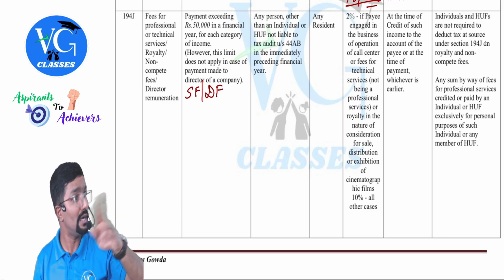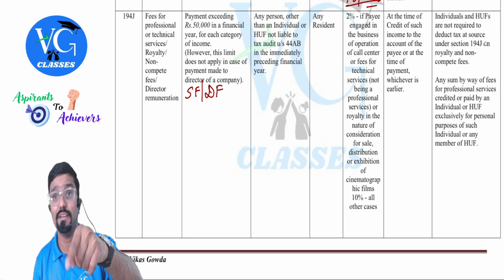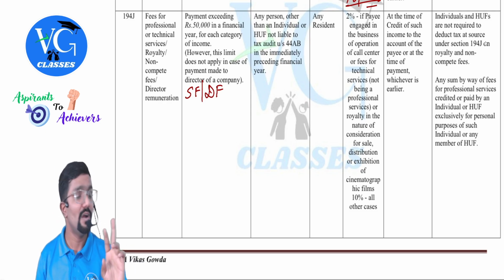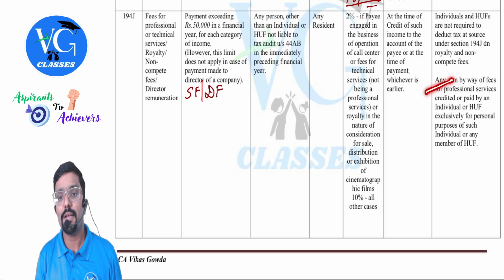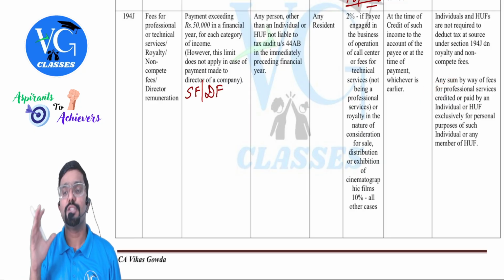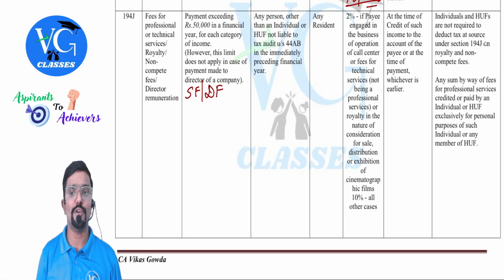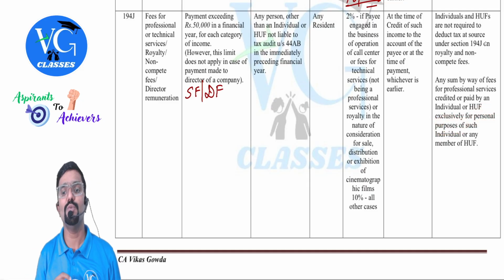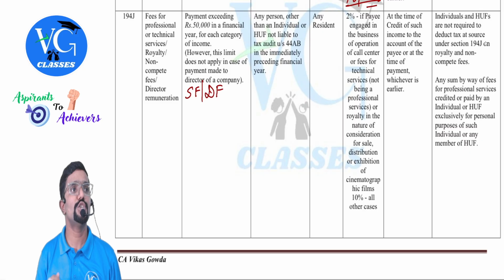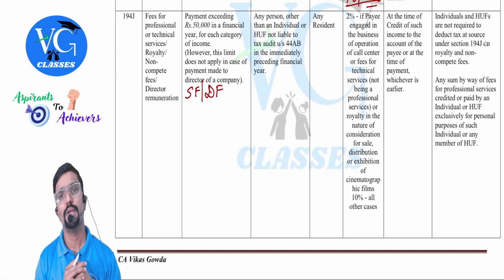Marriage contract, in the sense of not to get married, but to get food, catering or decoration. On that, did I deduct TDS? No. Why? It was for personal purpose. Same way, any sum by way of fees for professional services credited or paid by an individual or HUF exclusively for personal purposes of such individual or any member of HUF, should TDS be deducted? No. TDS should not be deducted, guys.